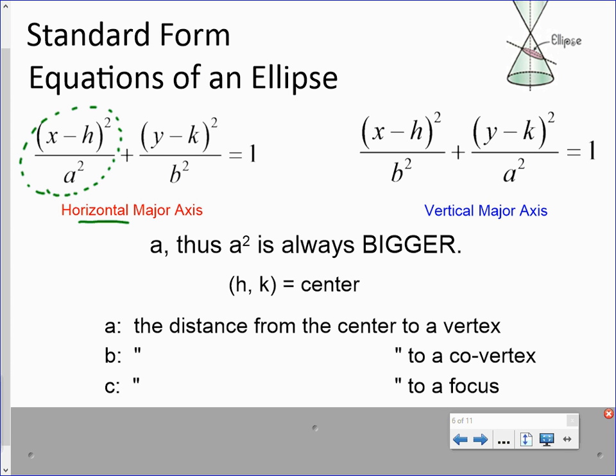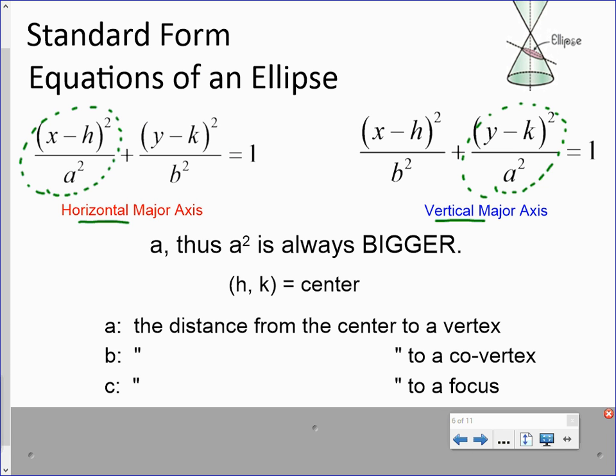If your bigger number, your a squared, is underneath the y, then you have a vertical major axis because the bigger value is paired with y, which goes up and down. So all of these things are interconnected, and the vertical and horizontal major axis depend on where the bigger number is. Is it underneath the x or underneath the y?